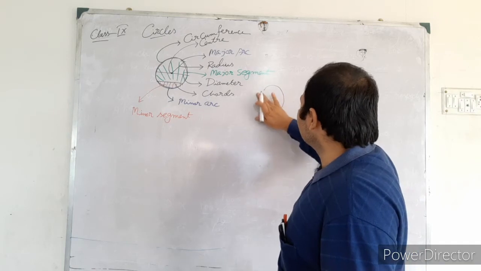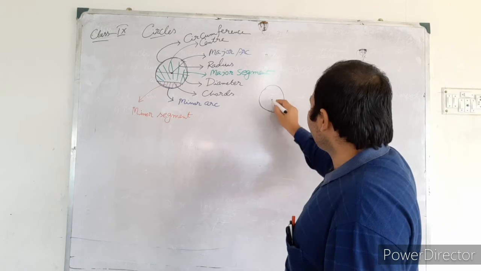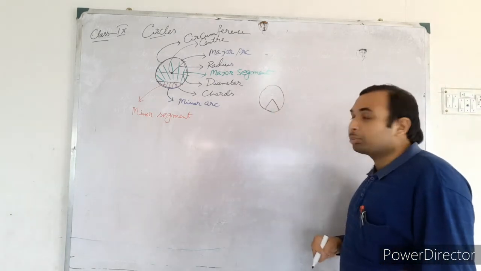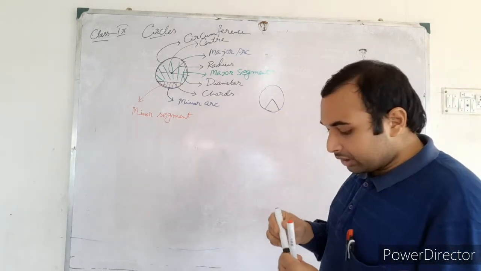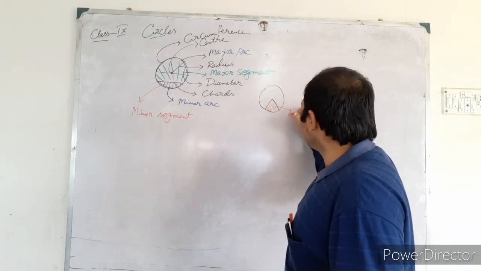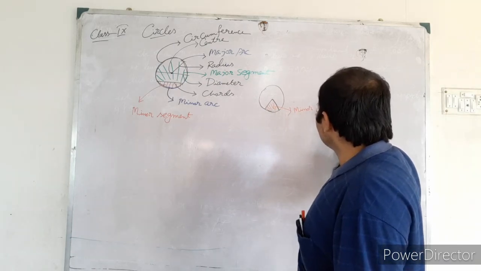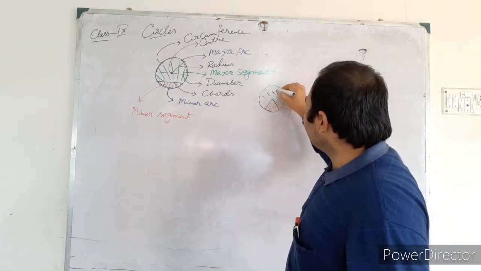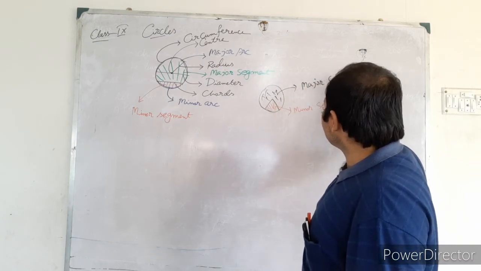If this is the circle, and if this is the center, and those two are radii of the circle, the plural form of radius is radii. If those two are the radii of the circle, then this part is called the minor sector, and this big part is called the major sector.